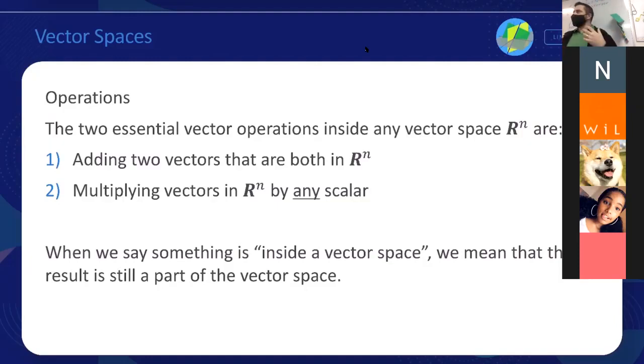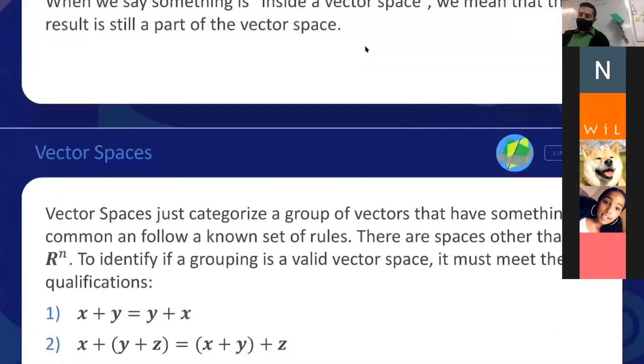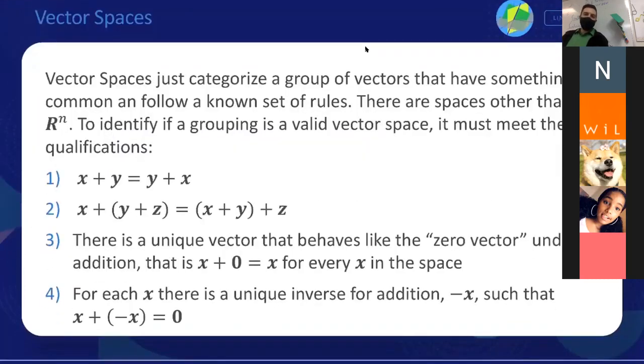That's what makes it have a predictable pattern of behavior: when I do these operations, I'm not all of a sudden going to get something totally different. If I add some real numbers, I'll get another real number. We have 8 main rules that must apply in order for you to be in a vector space. Again, it's just a way to categorize vectors that have something in common and follow a certain known set of rules. There are other spaces than just the vectors of real numbers, and we'll look at some examples of those in a second.